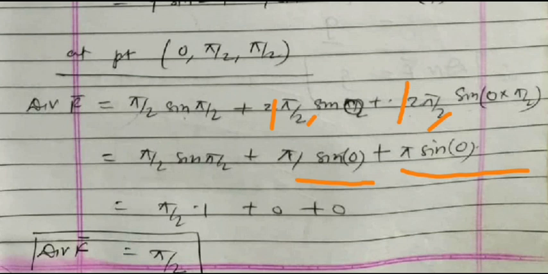So we know the value of sin(π/2) is 1, sin 0 is 0 and sin 0 is 0. So these two terms are 0. Therefore the value of divergence of f bar is π/2.